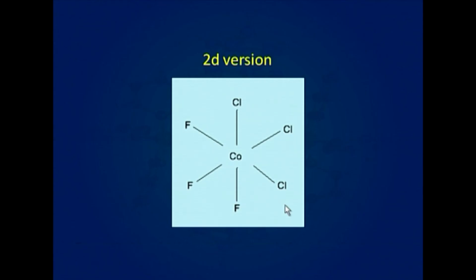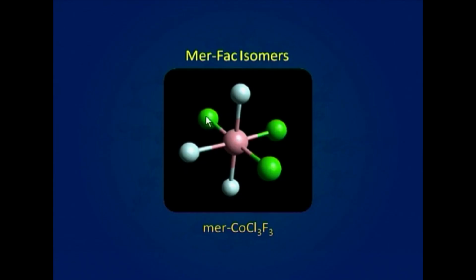You can also see this isomer in a two-dimensional version. It is easier to see how the ligands are all on the same site. In the three-dimensional version, one can observe that the bond angle between the three same ligands is 90 degrees, thus making the isomer a FAC isomer. Here you can see that three similar ligands are on the meridian of the octahedron, hence this is known as a meridional isomer and it will be named as mer-CoCl3F3.